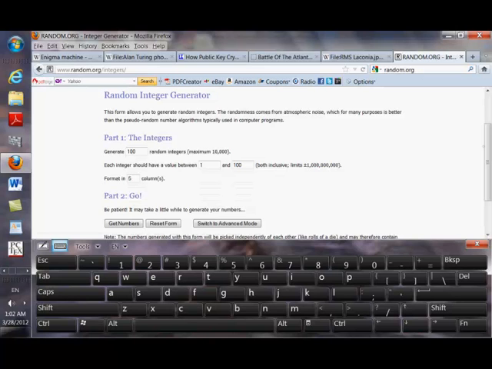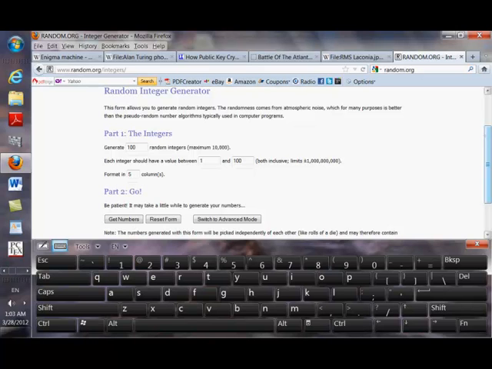It creates random integers, and the randomness comes from atmospheric noise. I'm not really prepared actually to tell you what is atmospheric noise, but it's white noise generated by the atmosphere.